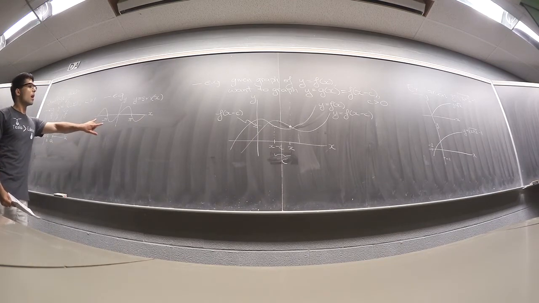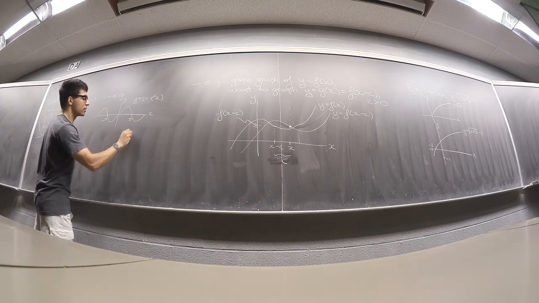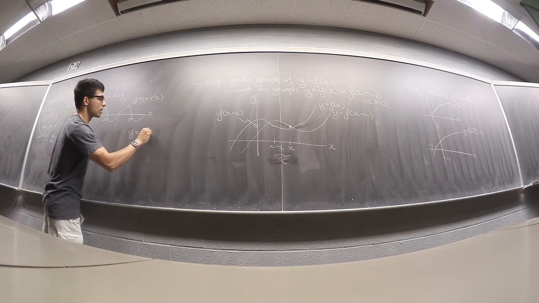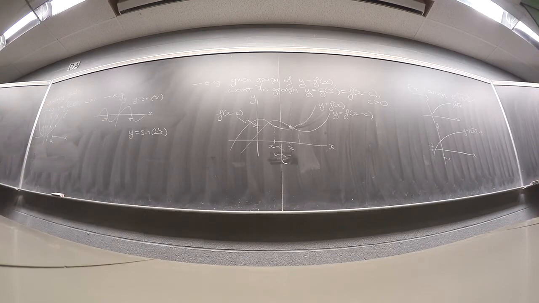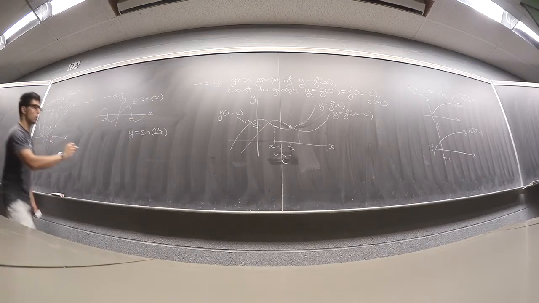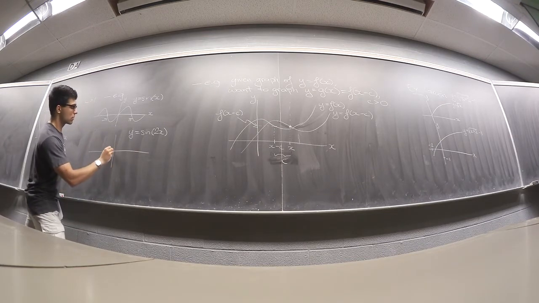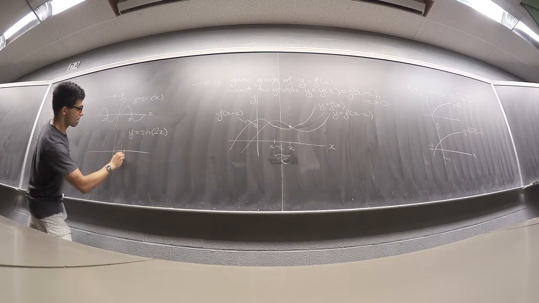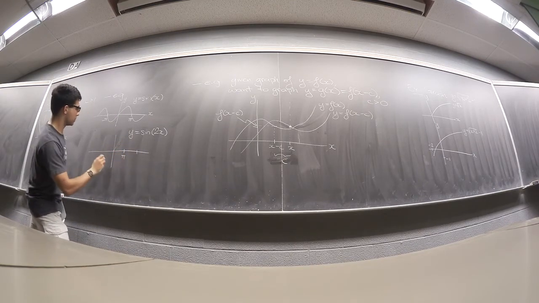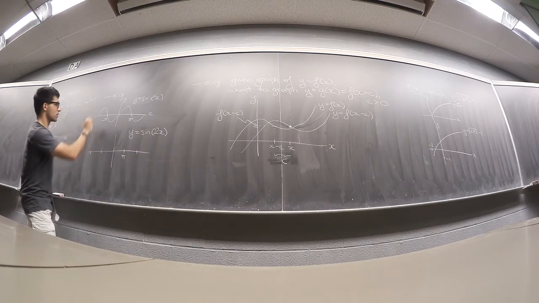Okay. And suppose you want to draw the graph of sine 2x. So what do you do? Do you compress or do you stretch? Compress. Vertically or horizontally? Horizontally. Good. Exactly. So you get this, and this goes on forever.